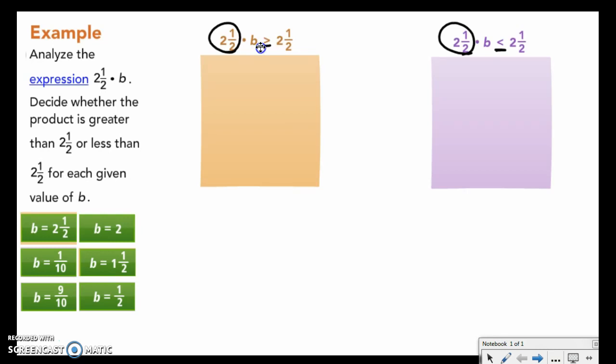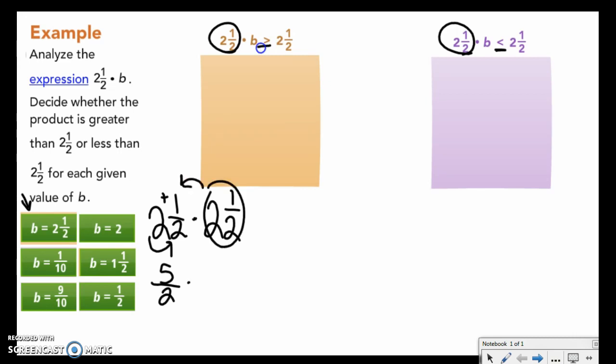Alright, so the first number, we'll just do this one first. 2 1/2 times 2 1/2. Again, you want to multiply your whole number times your denominator. 2 times 2 is going to give you 4. And then add your 1, which is going to be 5 halves. Multiply that times itself because this is the exact same thing as this. 5 halves. 5 and 2 do not share a common factor, so you're just going to multiply straight across. 5 times 5 is 25. 2 times 2 is going to give you 4.